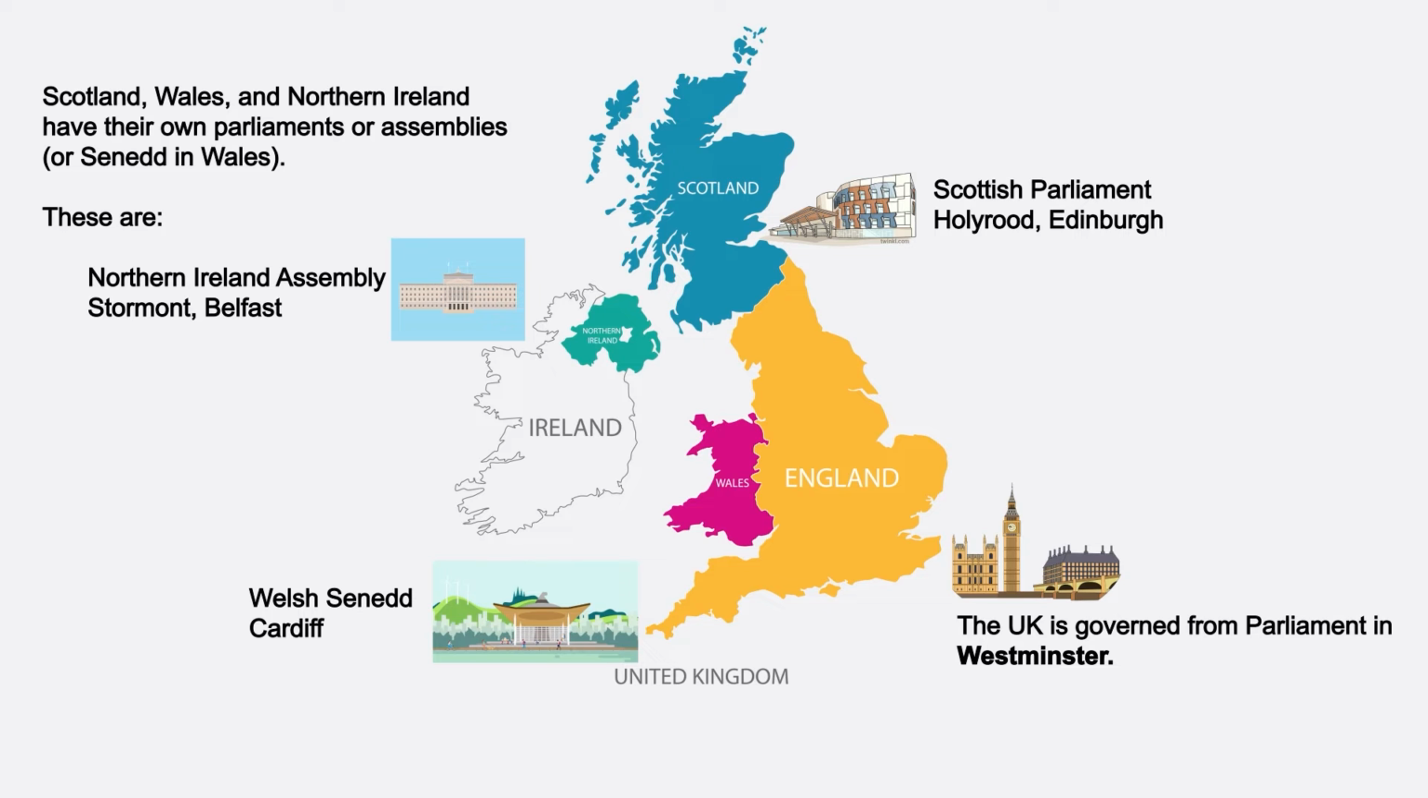What I want to introduce to you today is that the UK as a whole, so Great Britain and Northern Ireland, is governed from Parliament in Westminster, which is in London. Yes, we can see the other parliaments across the UK, but let's just focus today on the UK being governed from Parliament in Westminster. And that brings us to the end of the what is the UK module.